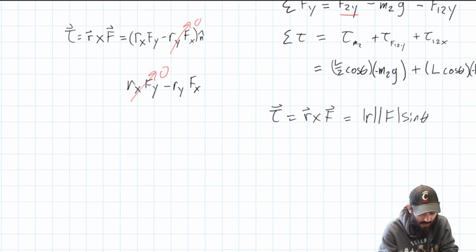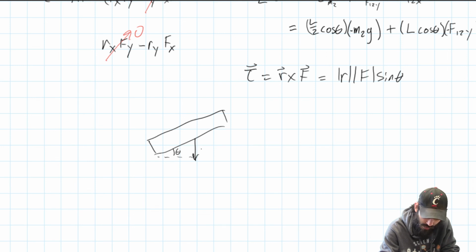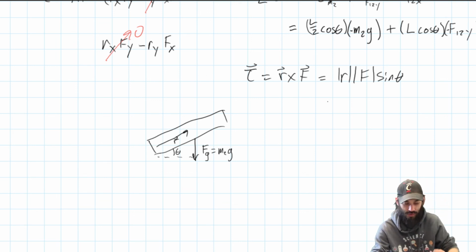Well, we'd actually find the same thing. So let me draw the diagram again. We'd find the same thing if we use this formula. So here's the angle of theta. Here is this force F sub G that's acting on this. So this is going to be M2G. And then this was R, right? So what happens if we use this formula instead?